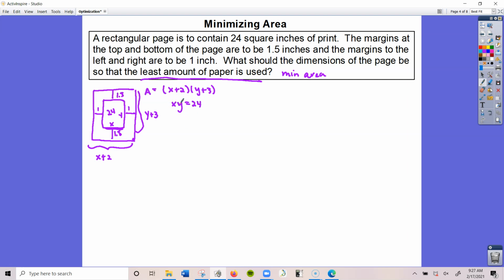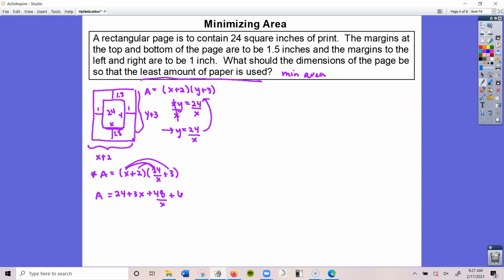So we can solve for either x or y. I'm going to choose to solve for y. So y is equal to 24 over x. So now I'm going to plug that into the equation that I am trying to minimize. So area is going to equal x plus 2 times 24 over x plus 3. Distribute, and we get 24, because the x's will cancel, plus 3x plus 48 over x plus 6.